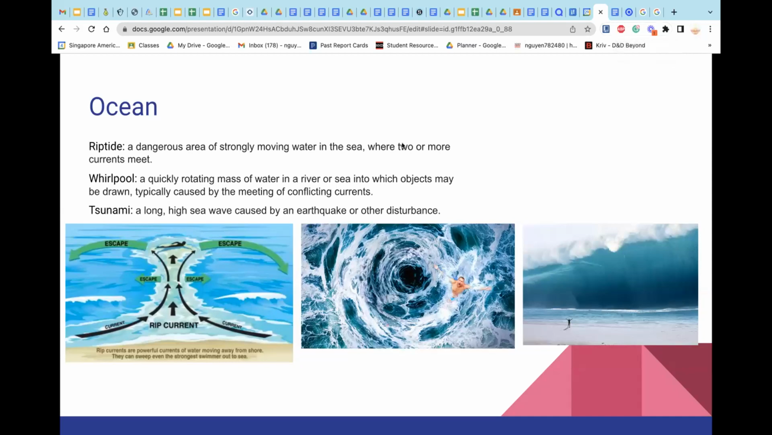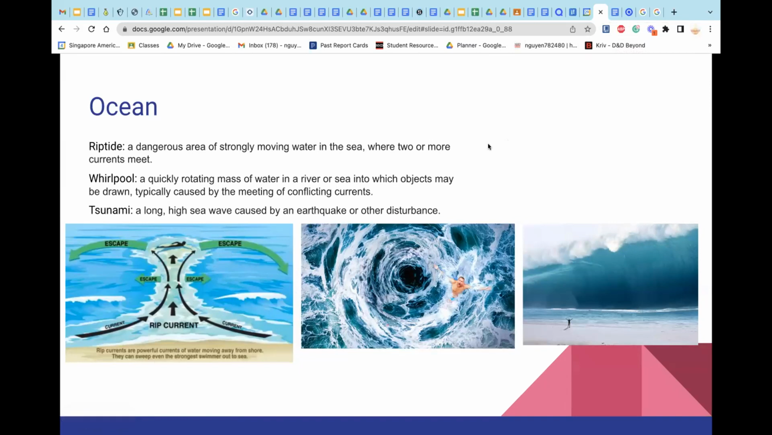Some of the dangerous stuff in the ocean, we have a riptide, which is a dangerous area of strong moving water in the sea where two or more currents meet. So riptide or rip currents is the picture on the farthest left. If you get sucked in, it will suck you away from shore. And how do you escape? Well, just look at the picture.